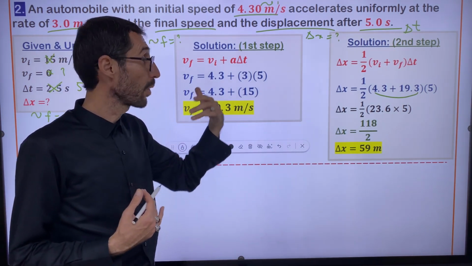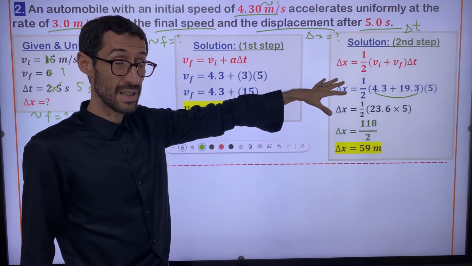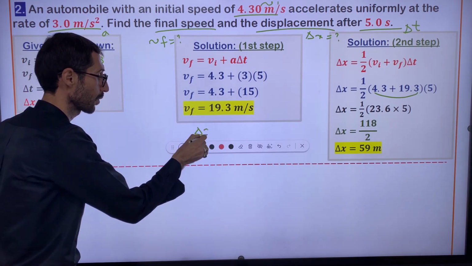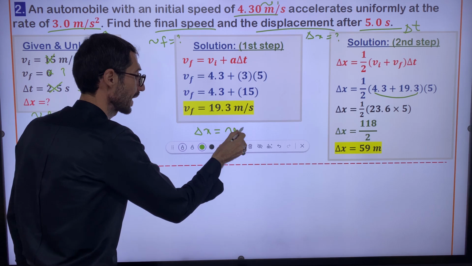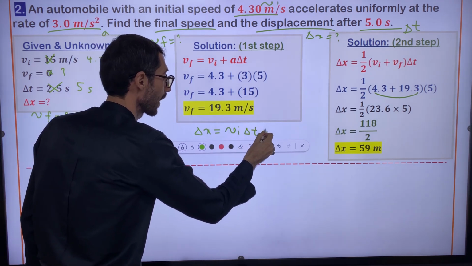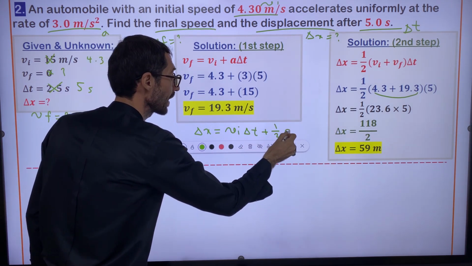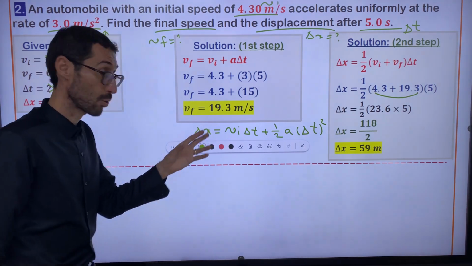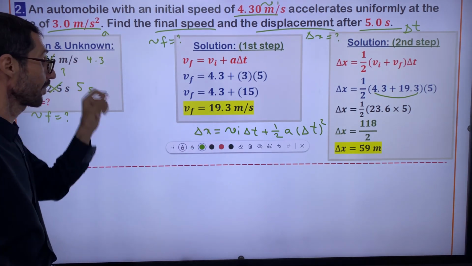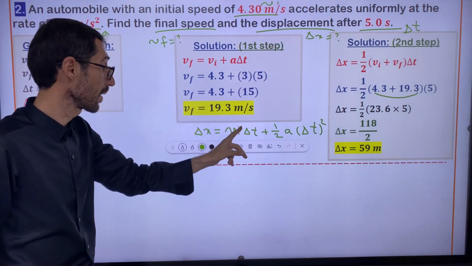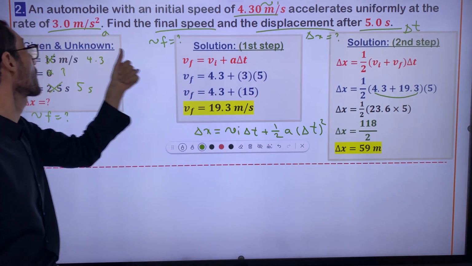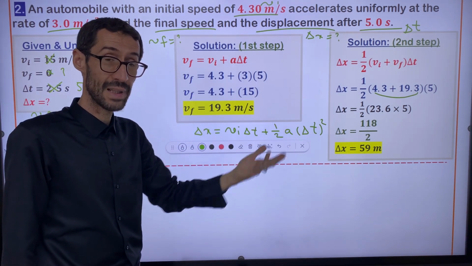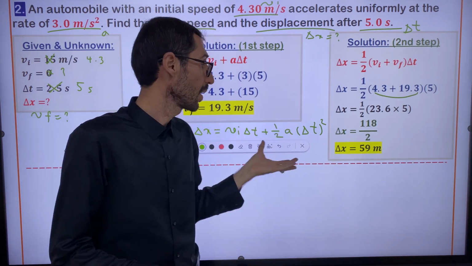Maybe there are more options for finding the delta x. You can use another rule like this rule. Delta x is equal to v initial delta t plus 1 half a delta t squared, right? You can use this rule as well because initial velocity is given, time interval is known, acceleration is given, and you are free. I told you last lecture, you are free to use any rule.